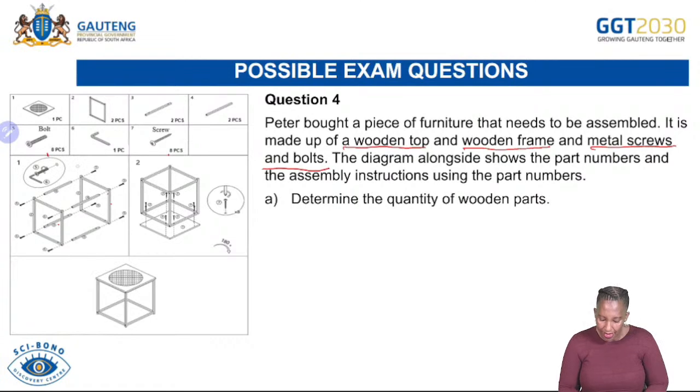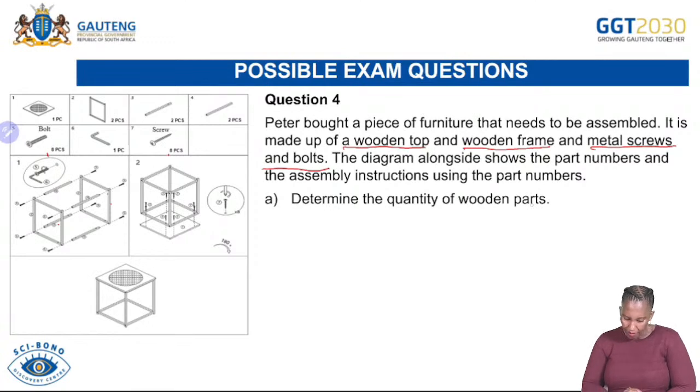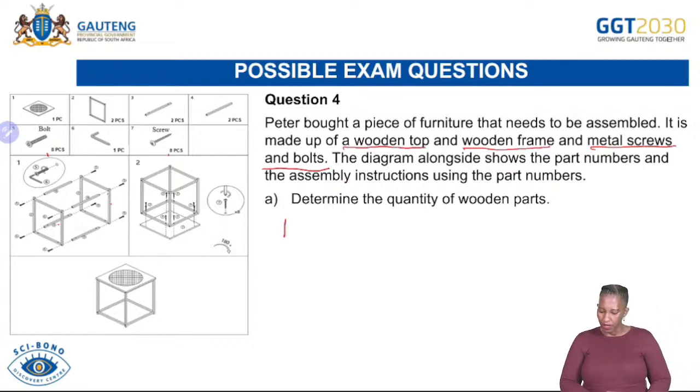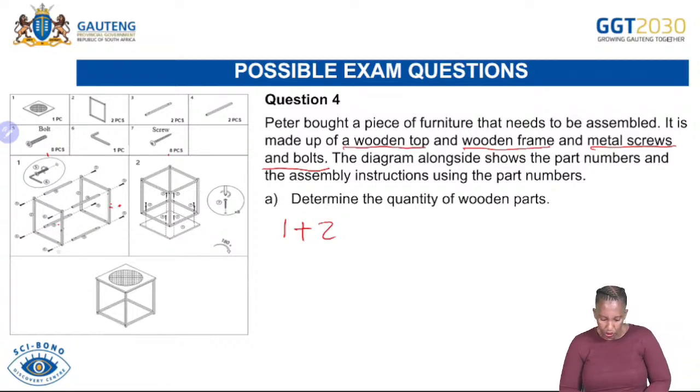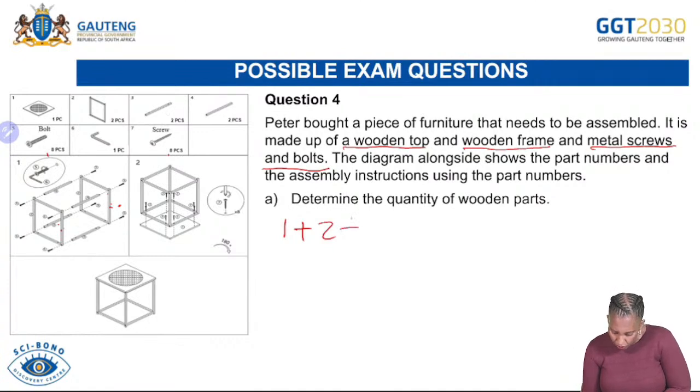Now it says determine the quantity of wooden parts. Now we look at our diagram here. How many wooden parts do we have? We have one piece of a wooden part, and then we've got two pieces again. Remember, these are the wooden parts, all of them. It's two, and then we've got two of these pieces here, and then we have another two of these pieces. So all in all, now let's see. We've got two plus another two pieces.